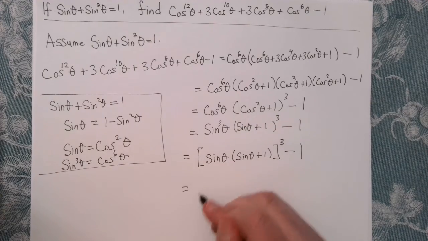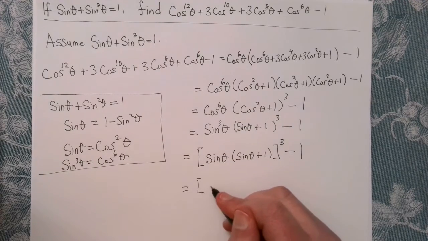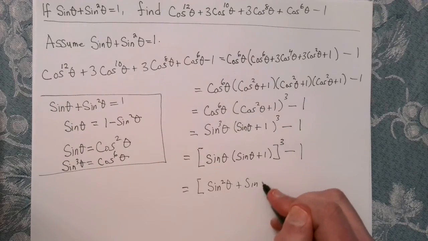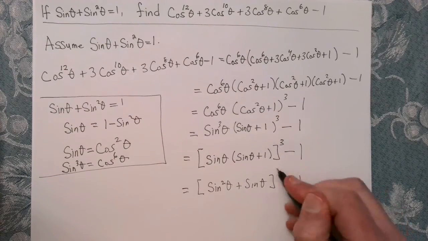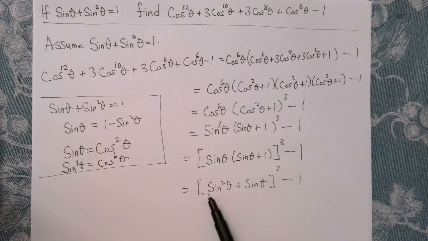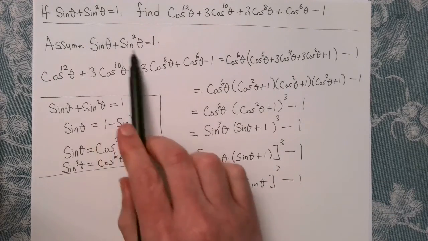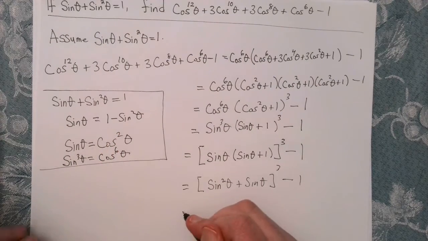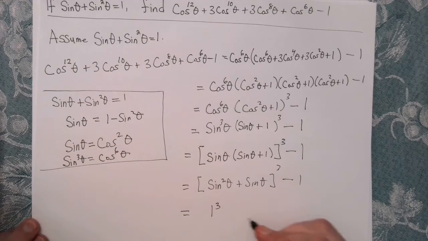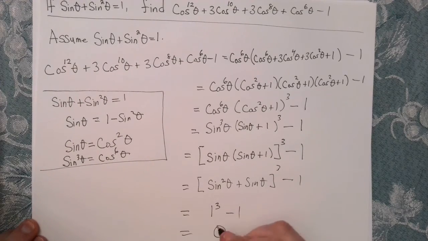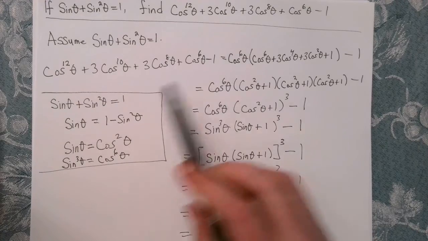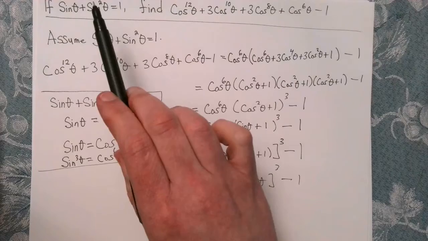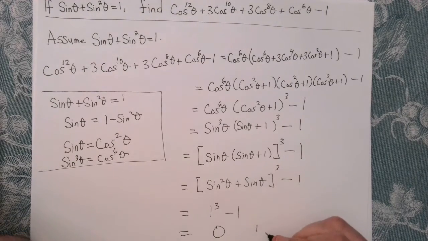But if we distribute, maybe we'll notice something nice. That gives me sine squared of theta plus sine of theta, cubed. But from our assumption, we know that this sum is exactly 1, right? We assumed that sine of theta plus sine squared of theta is equal to 1. So from our assumption, that's exactly 1 cubed minus 1. And so it looks like this quantity is exactly 0 under this particular assumption. So yeah, quite a neat little problem.